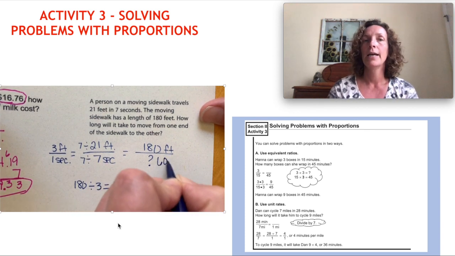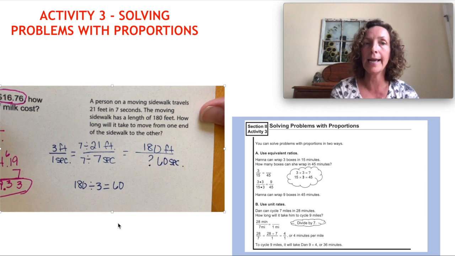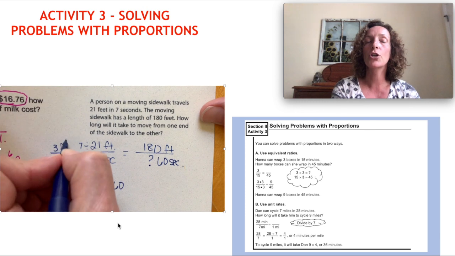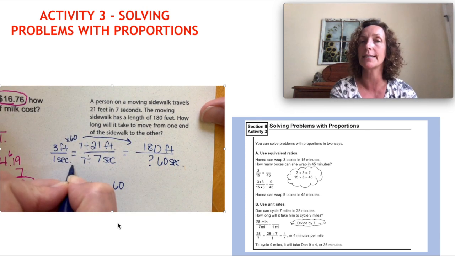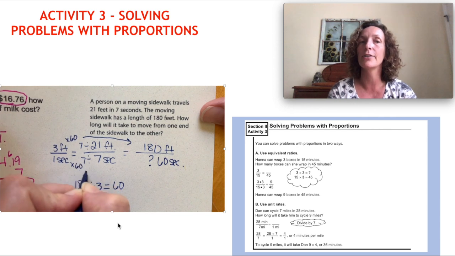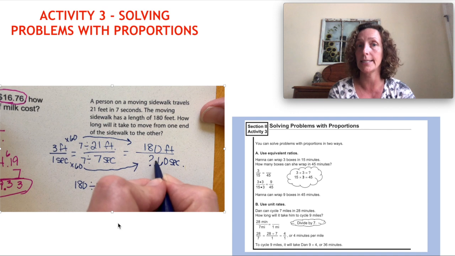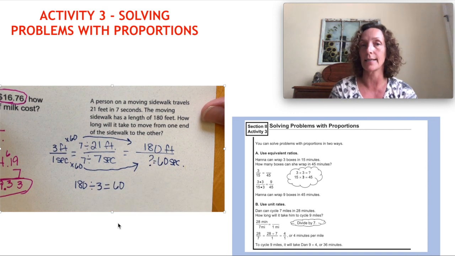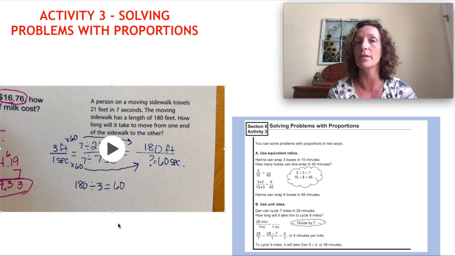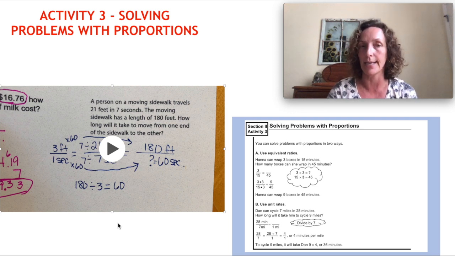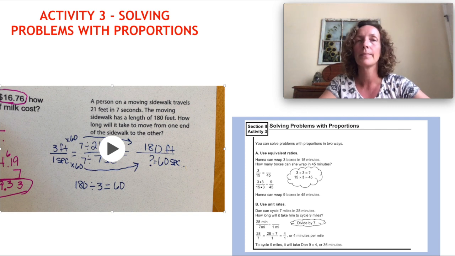All right? I want you to see how this all connects. Okay? We took 3 feet and we figured out that if we multiplied that times 60, we would get 180. So I multiply 1 second times 60 and I get 60 seconds. So how long will it take to move from one end of the sidewalk to the other? It will take 60 seconds. I hope that helped and made sense.